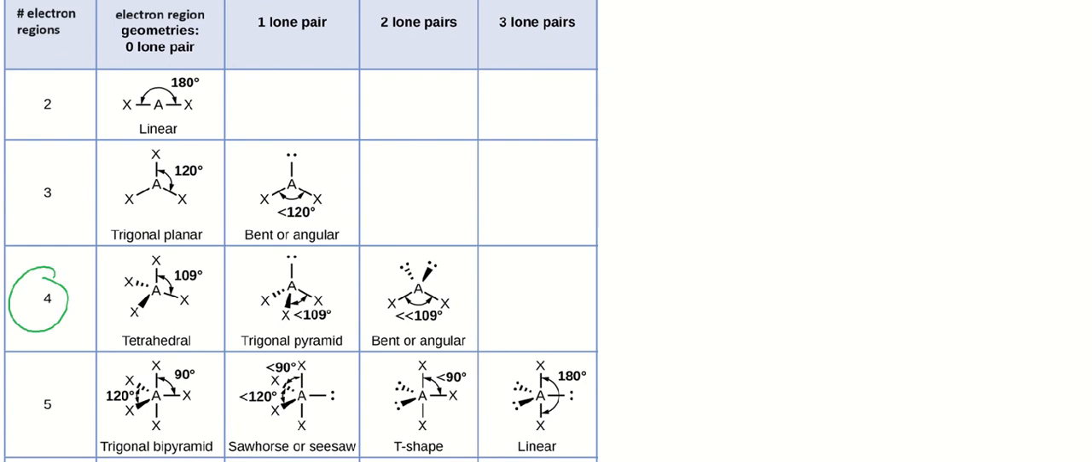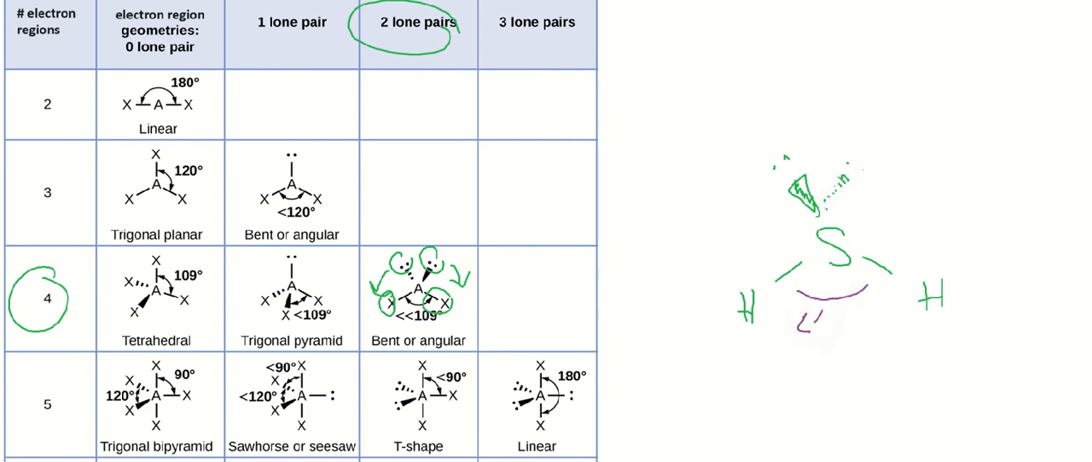4 regions of electron density, and there are 2 lone pairs. That means 2 of the regions are bonded, and so that's going to give us a bond angle of less than 109 degrees because you get that extra repulsion from the lone pairs. So here is how you might draw it. This one is coming out of the screen, and this one is going back behind the screen. Bond angle is less than 109. Bent.